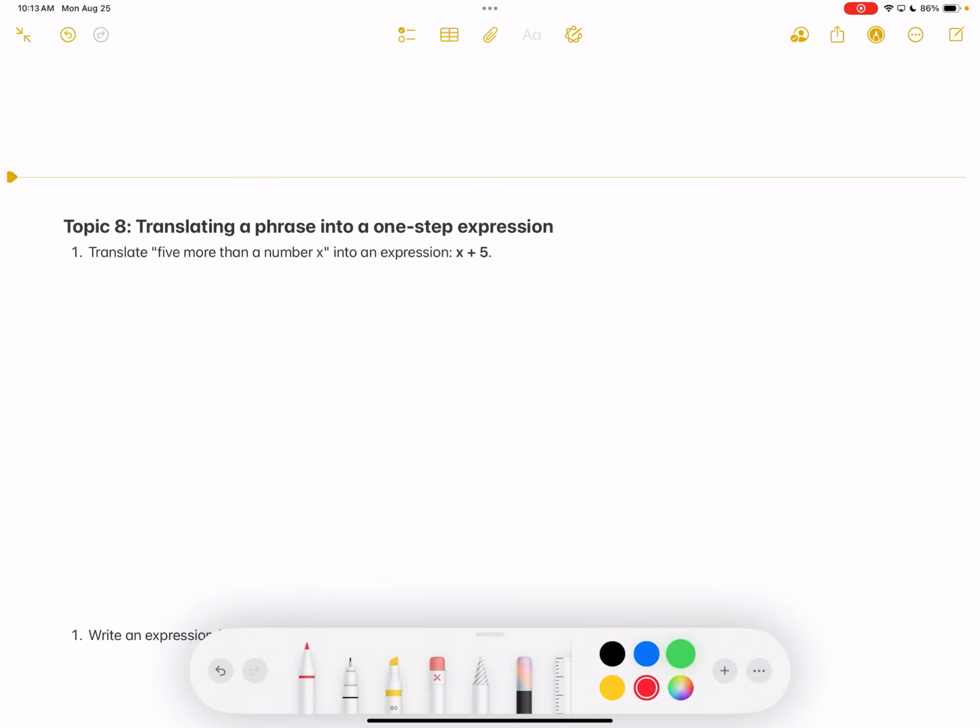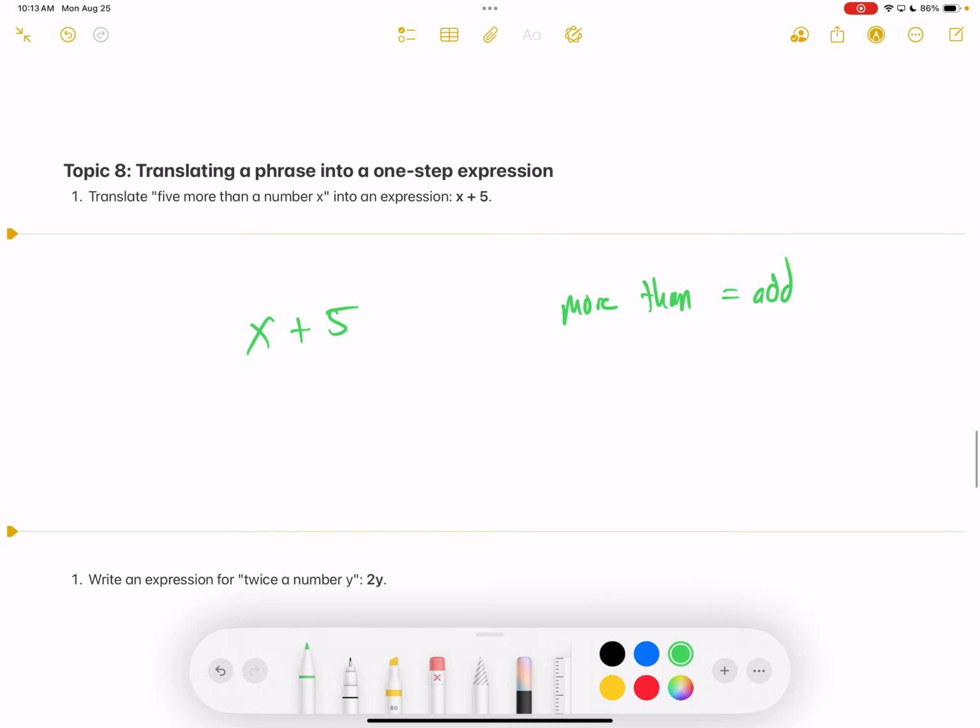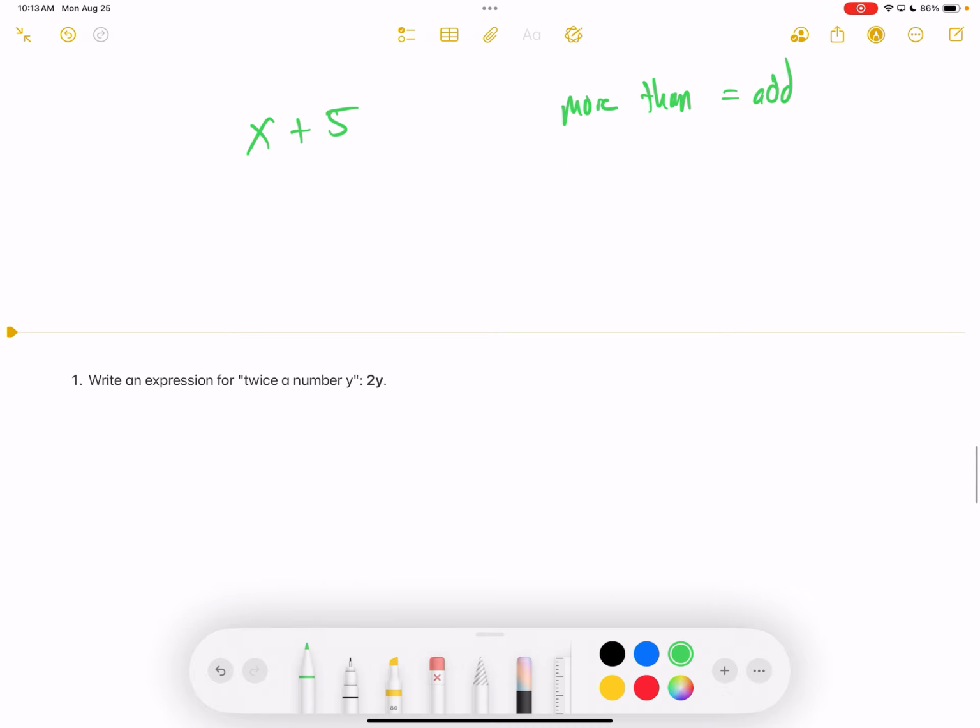Translating a phrase: 5 more than a number x into an expression. So a number x is my x, and I want 5 more than that. So I just add 5 to that. More than would mean I'm adding to it. So like keywords here, and if I use a color that you can't see, let me know. More than means you're adding. Twice a number y, so we have a number y and we're doing twice that, so we take 2 times that number because I'm doubling it.